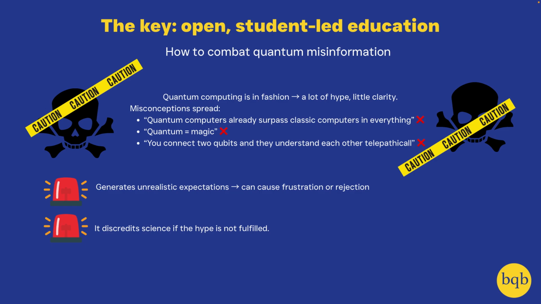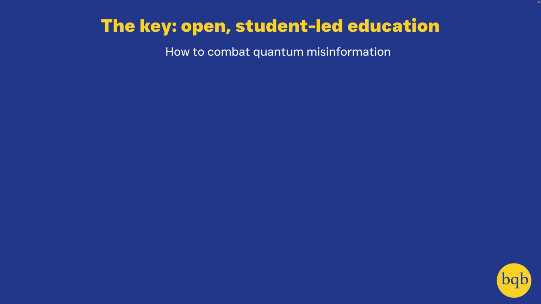And in order to do that, we need to try not to fall into the pit of misinformation, right? Quantum computation is currently in fashion. There's a lot of hype and little clarity. If you just start looking online, misconceptions spread really quickly. People think that quantum computers already surpass classical computers, which is absolutely wrong. They think of quantum as kind of magic. Magic states don't really help with the wording. They also think that if you connect two qubits they immediately understand each other telepathically, which is also not correct. All these misconceptions generate unrealistic expectations that can cause frustration or rejection and discredit science if the hype is not fulfilled. They especially affect young students without the tools to filter them.